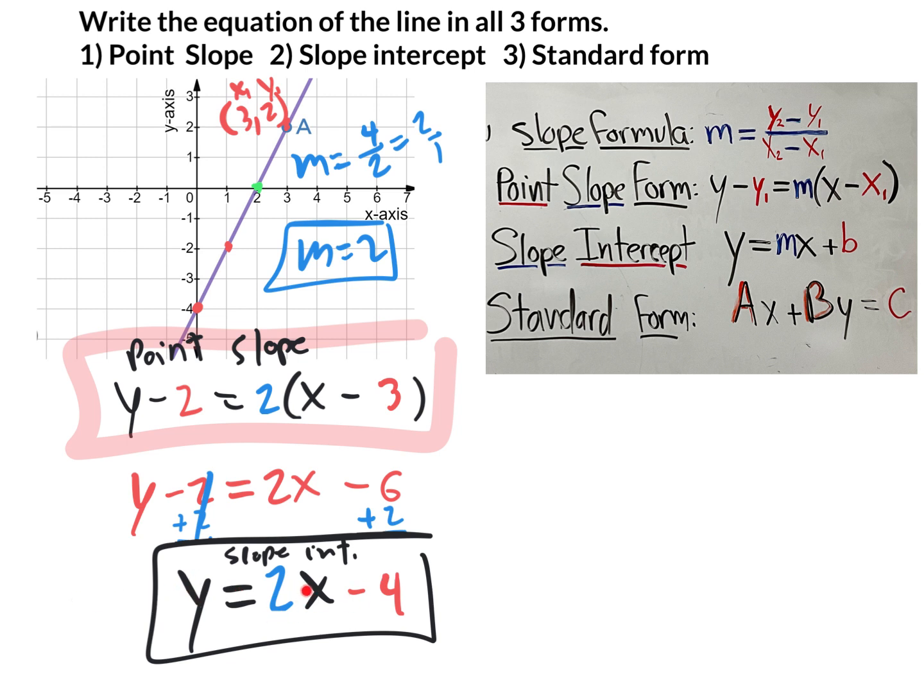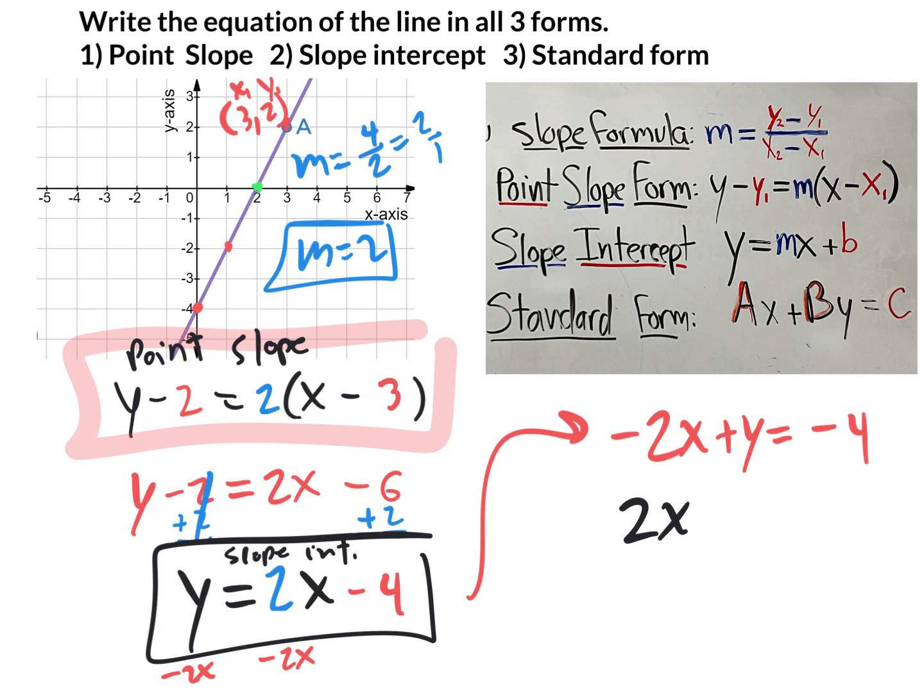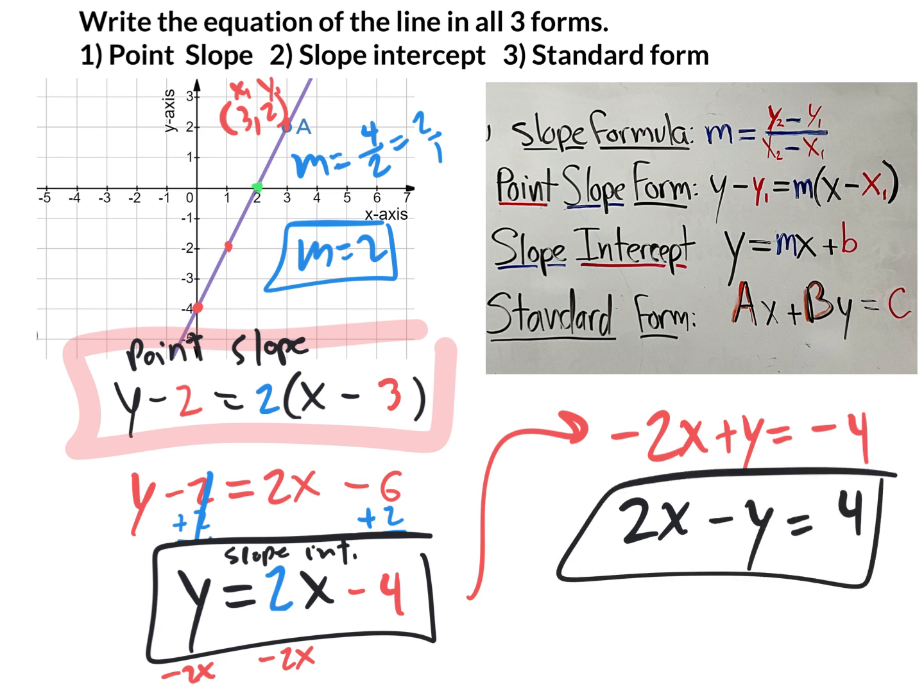So how do you get rid of that 2x? You're going to subtract 2x. So you take away 2x and you take away 2x and you rewrite the whole thing. That's going to be a -2x plus y equals -4. Ladies and gentlemen, that's standard form. Now, if you're taking a multiple choice test, it might be written with the a value being positive, which means you would change all the signs. So it'd be a positive 2x, a -1y, and a positive 4. That's standard form as well. Okay, so we have all three forms: point slope form, slope intercept form, and standard form.